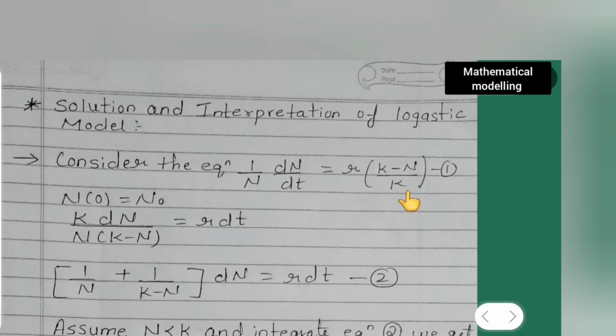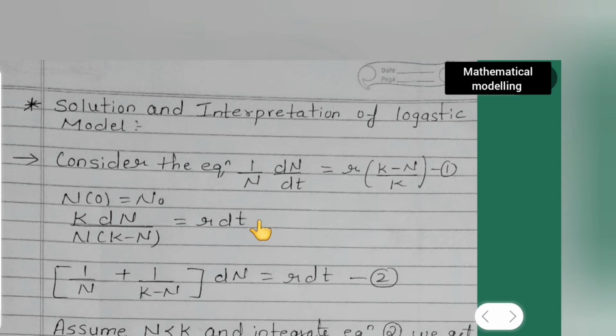Now take this k to the other side, so it will be coming here, right? So k dN over N into (k minus N) down like this. Basically this k is going to come here and this is going to come here. So k dN upon N(k minus N) is equal to r. This dt will come here, so dt.